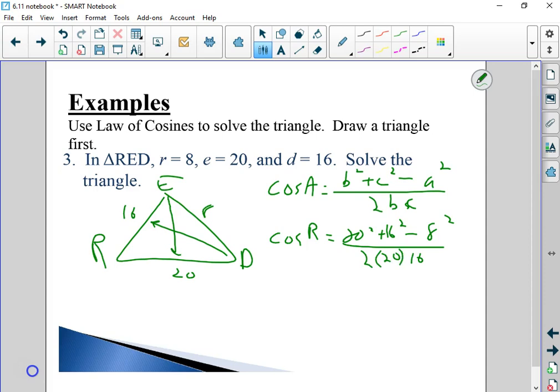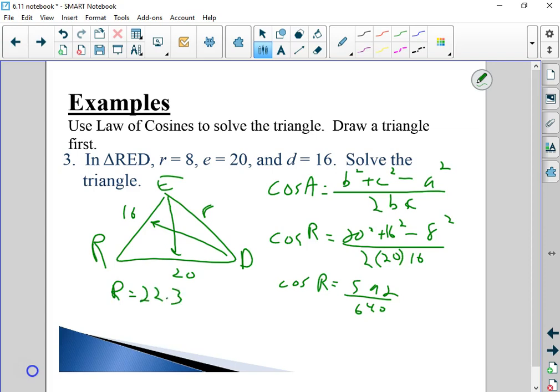So we type in our calculator 20 squared plus 16 squared. And remember, hit pause and do this in your calculator. Minus 8 squared. That's 592, divided by 2 times 20, which is 40, times 16, 640. Now we're trying to find the cosine of r. If we don't know the angle, we do inverse. So we do second cosine, and just type in 592 divided by 640. And that gives us 22.3. So r is 22.3.